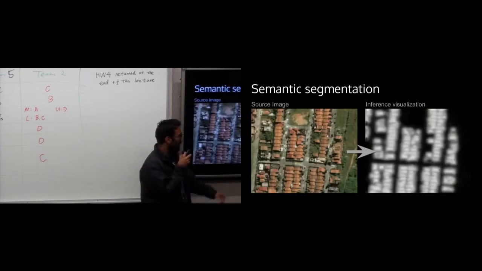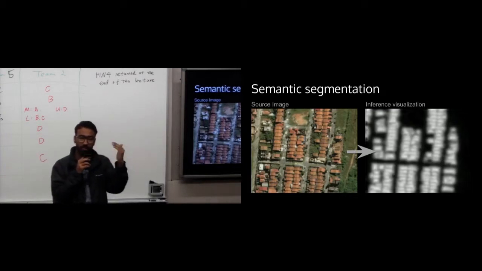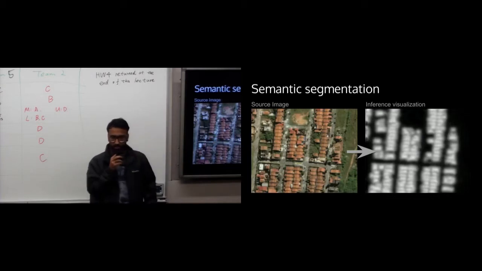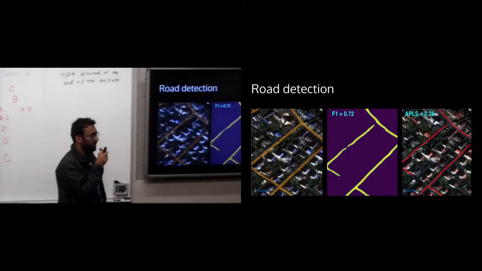And it is different from the object detection because object detection gives you bounding boxes which are parallel to the axis, and this can detect objects of any orientation. And let's say road detection.